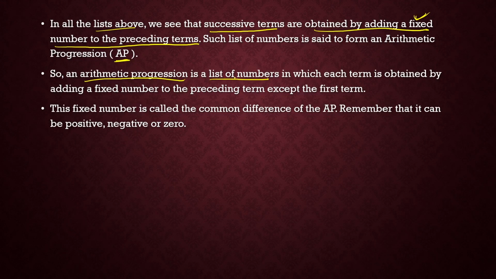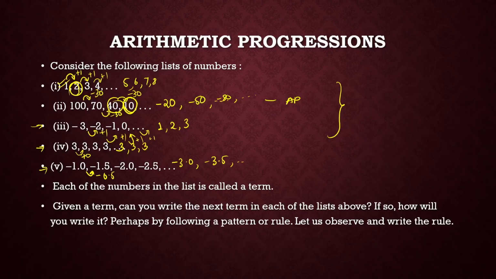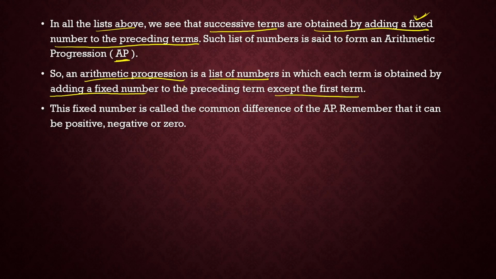So an arithmetic progression is a list of numbers in which each term is obtained by adding a fixed number to the preceding term, except the first term. So the first term is independent. You basically have a first term. So here in 1, 2, 3, 4, for the first term, I can't say anything about it. But for the second term, I actually obtained it by adding 1. So we add a fixed number to the preceding term to obtain the succeeding term. Hope you understood this.